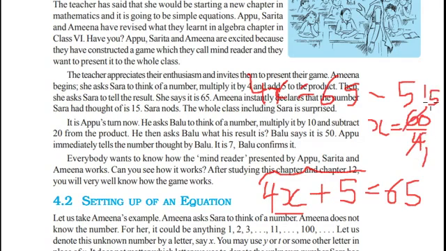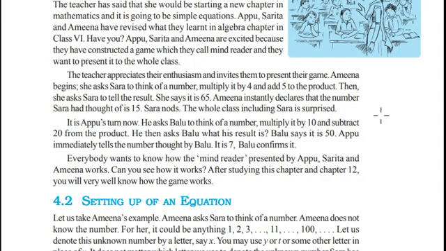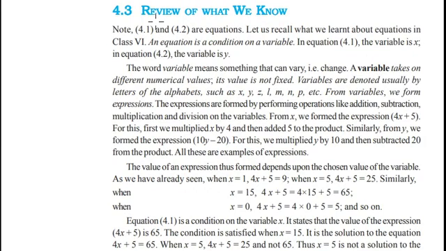4 ones are 4, and 4 fifteens are 60. The value of x is 15. 15 is the number thought by Sarah. Amina predicted the number thought by Sarah accurately by using the equation. She just needs to calculate the value of x. Review of what we know earlier.